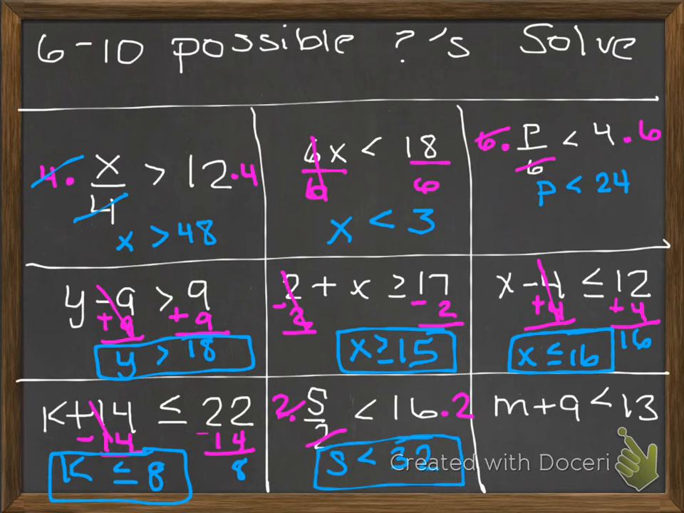All right, and the last one here on our grid is going to be m plus 9 is less than 13. M is our variable, so we're going to subtract 9 from each side so that we can undo that adding 9. And then our answer will be m is less than 13 minus 9, which gives us 4. M is less than 4.